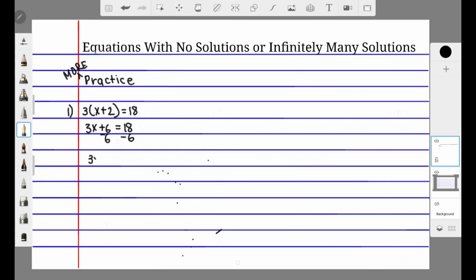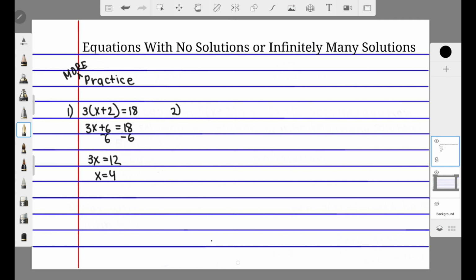So then we have 3x plus 6 minus 6 is equal to 18 minus 6. So 3x is equal to 12. x is equal to 4. That is the 1 solution. That is, x is equal to 4 is the only possible solution that will make this equation true.